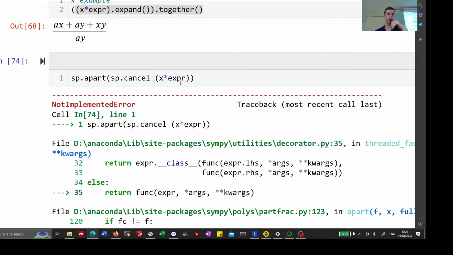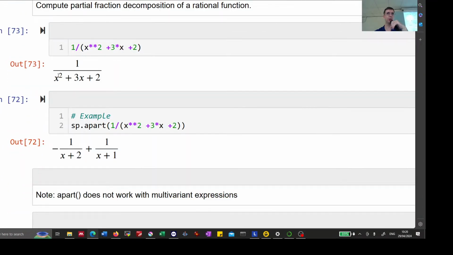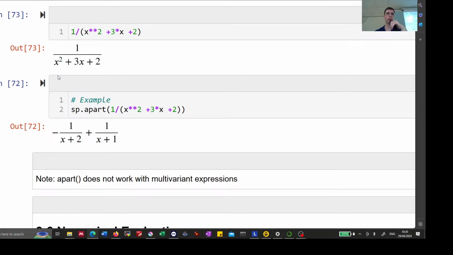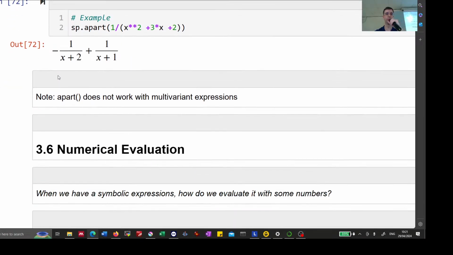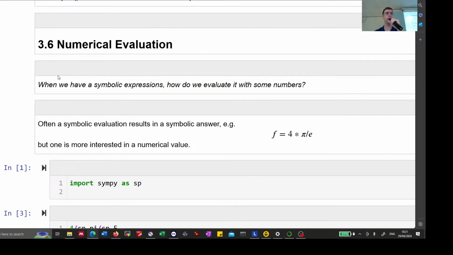What is a multivariant expression? It has more than one variable. So if you just have numbers and x, or just numbers and y, apart works. But when you start mixing x and y, then apart has an issue, and it will tell you, no, thank you. Nobody told me how to do it. So far, so good. Questions? No, right? So in the next part, we look into how to handle numerical expressions.